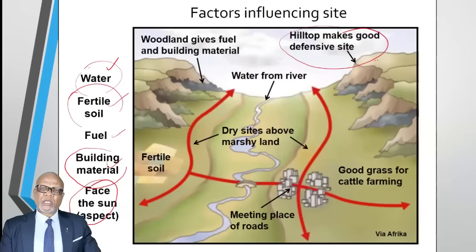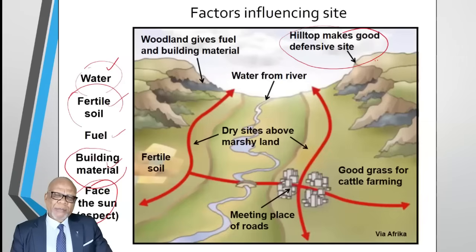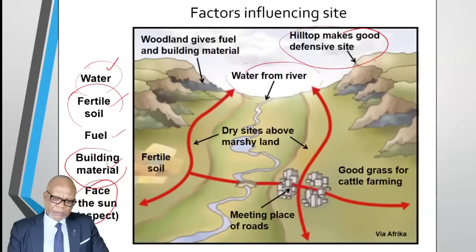So remember, we're talking about rural settlements, and we're talking historically here. So people back in the days will settle on high-lying areas so that they could see an enemy from a distance and they could respond accordingly. So you can see water here as a factor showing the choice of site. People will always be closer to water. You can see the river there.